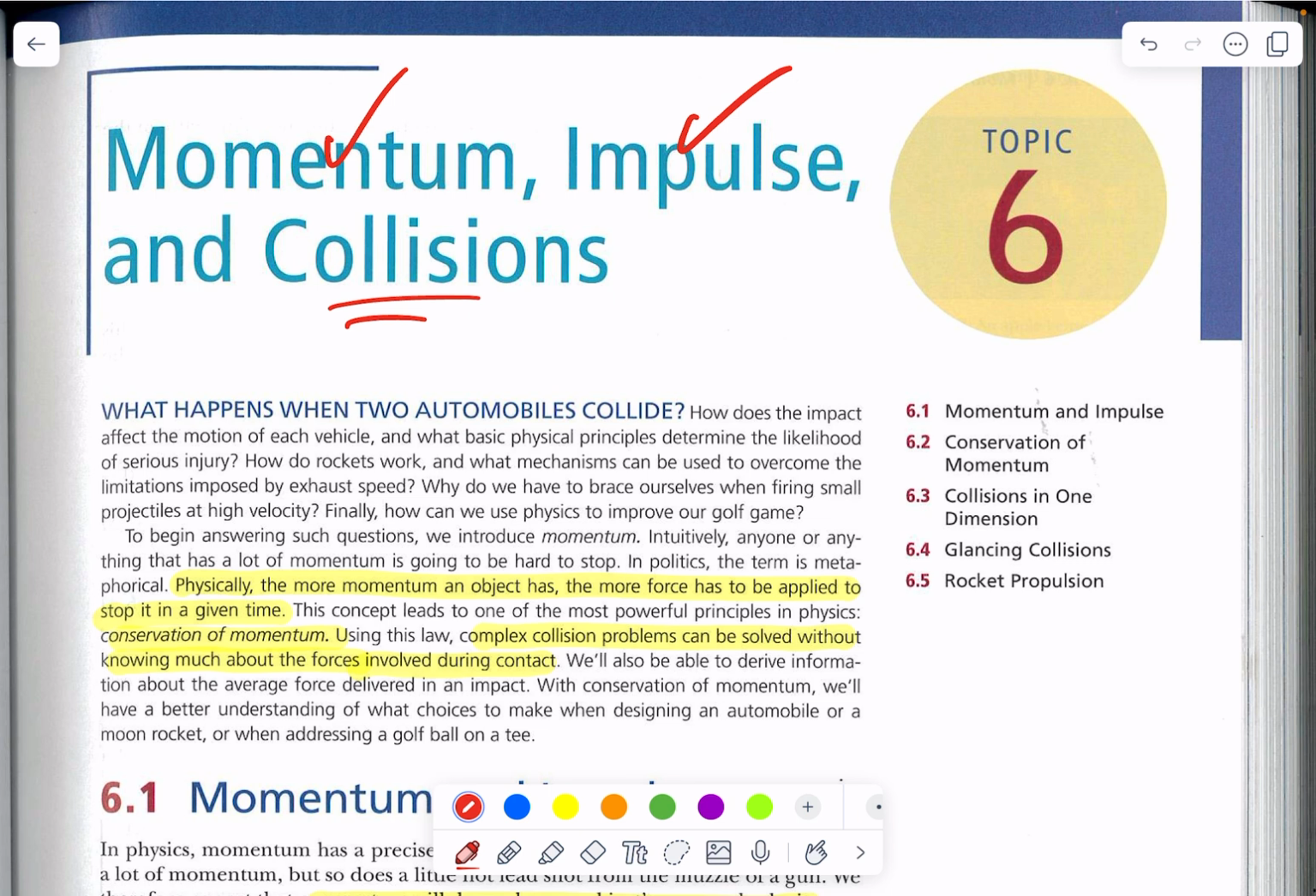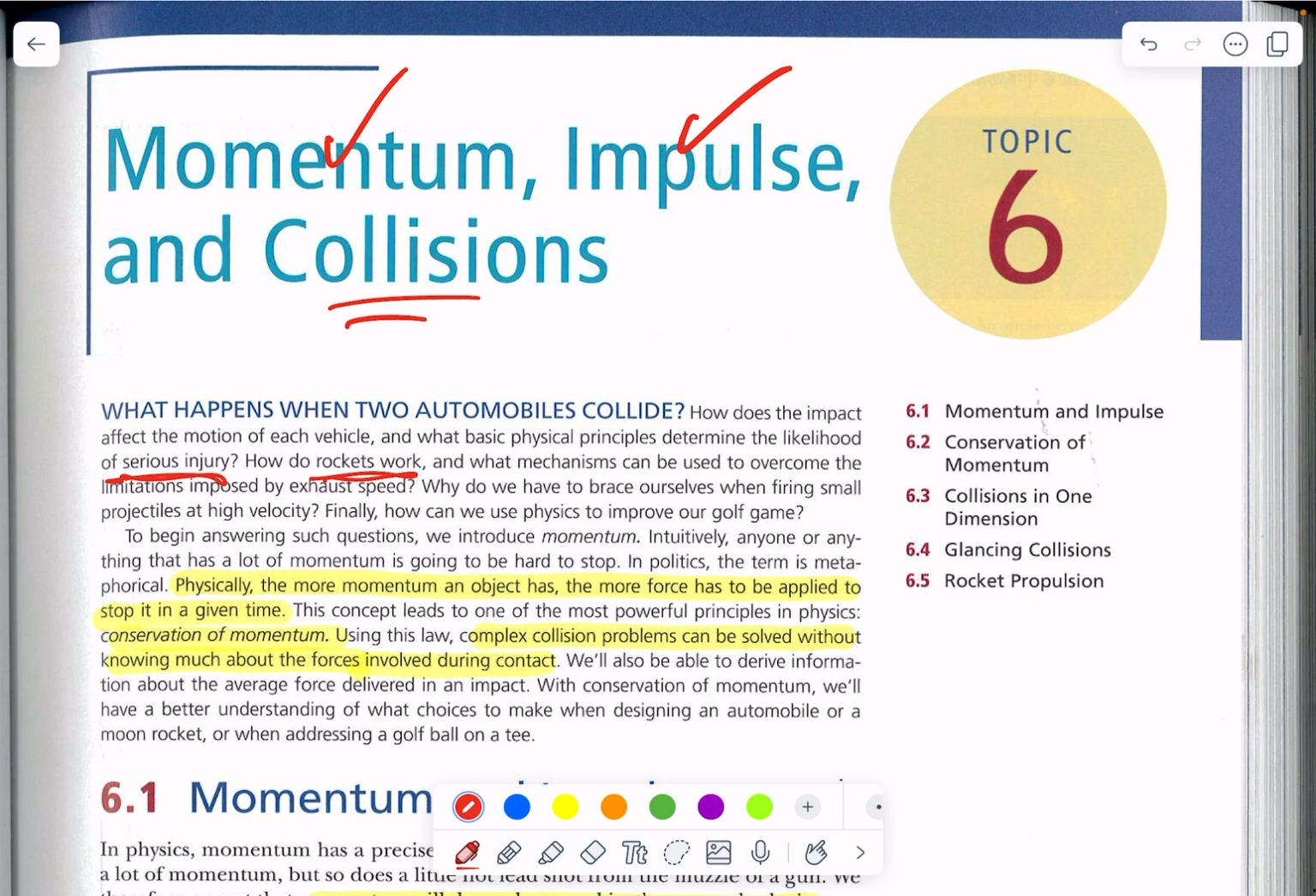This will help us to answer all kinds of questions, such as what happens during a collision between cars, how can we reduce the damage that might be done, especially to the occupants in the car and perhaps to the car itself. We're always interested in reducing serious injury, of course. How do rockets work, flying and going through space? This will help us to answer that question.